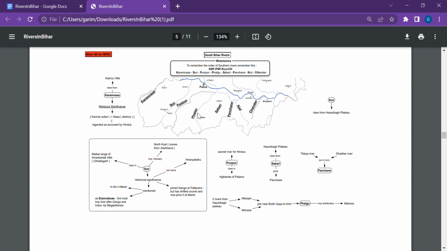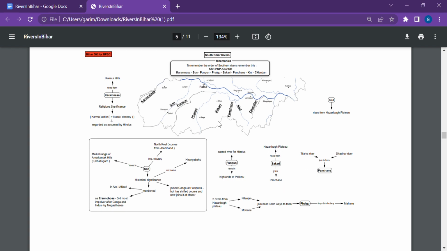We are done with Karmnasa and Son. Now we'll discuss Punpun. It is a sacred river for Hindus, and it rises in the highland of Palamu. Where is Palamu? It is situated in Jharkhand. Next river is the Sakari. It joins the Panchane. It rises from the Hazaribagh plateau.